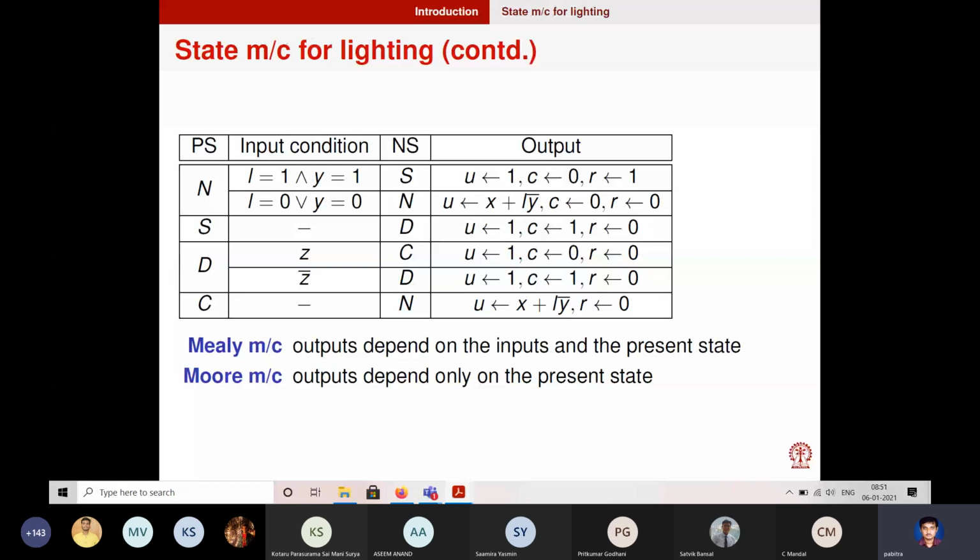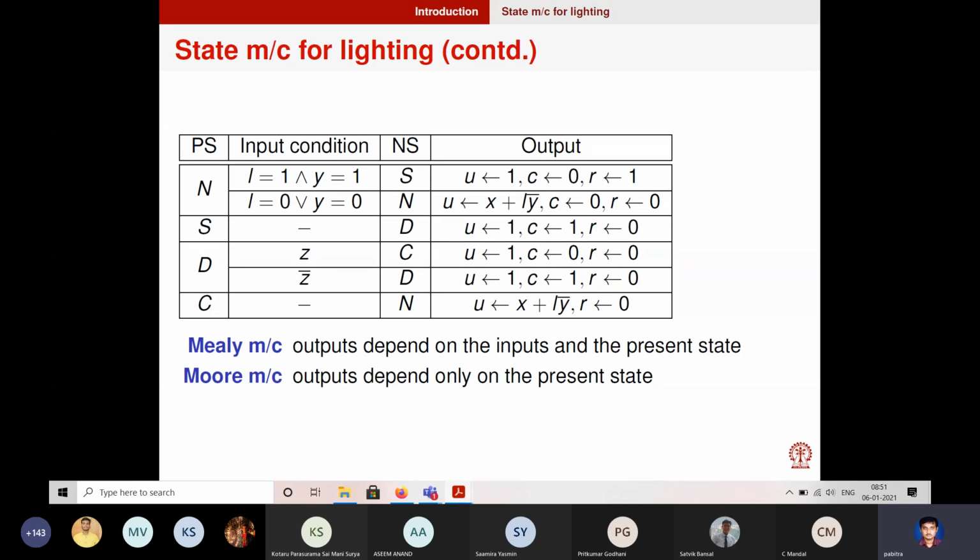These state changes happen at the clock, and which state it will be in next, from the current state, will depend on these input conditions. All right, so can we complete this table for the other previous state and next state pairs?